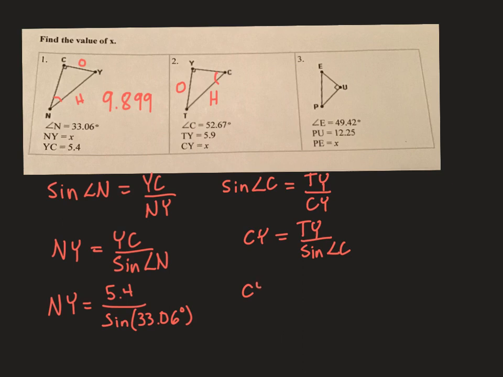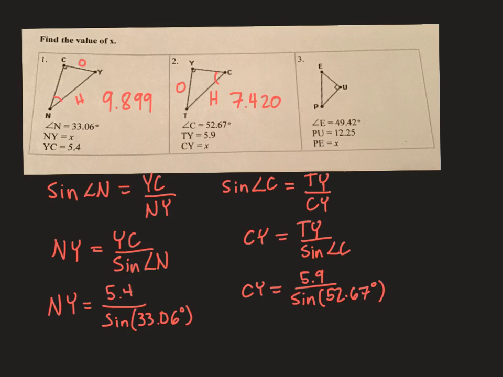So CY is equal to 5.9 divided by sine of 52.67 degrees. When you plug that into your calculator, what you'll find is it comes out to be 7.420.